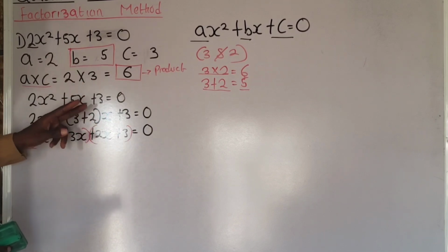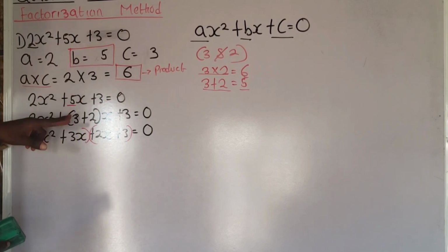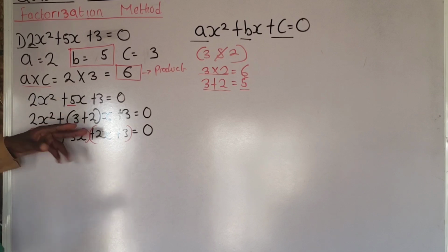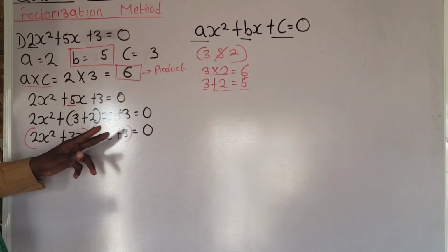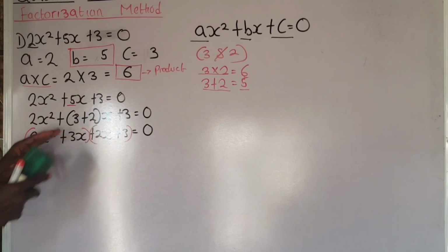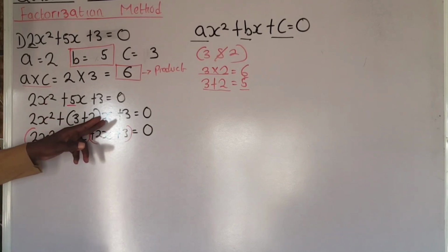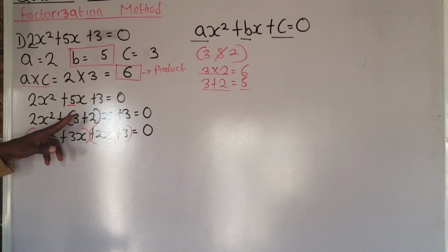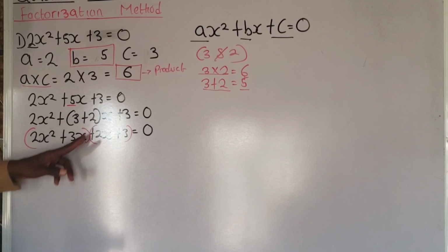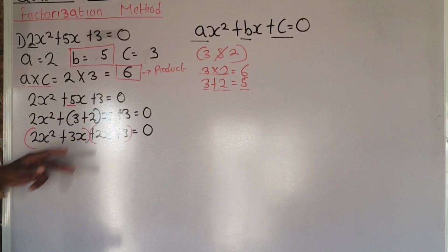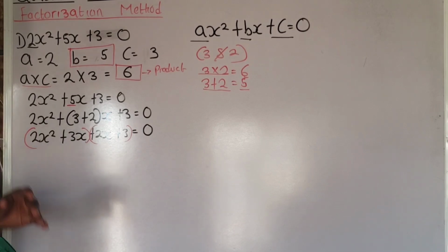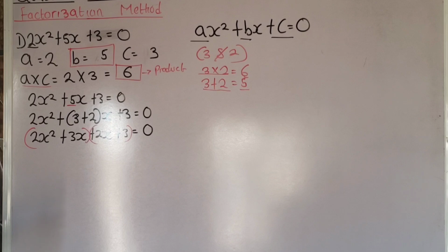You understand? So having done that, you replace the second term by the sum of those two numbers. So I replace the second term, which is 5, by 3 plus 2. And 3 plus 2, I enclose in a bracket. So that means that x is multiplying everything in the bracket. 3 times x is what? 3x. Plus 2 times x is what? Plus 2x. So having gotten to this point, I separate this equation into 2. You understand?